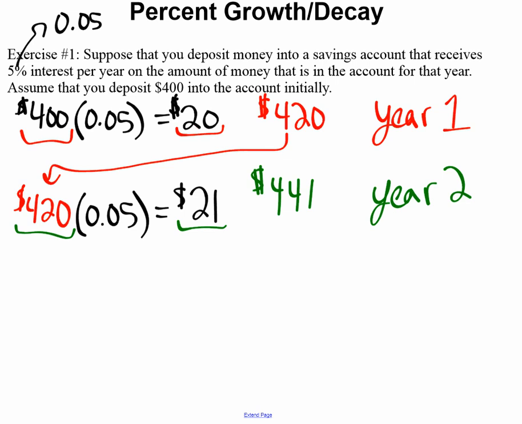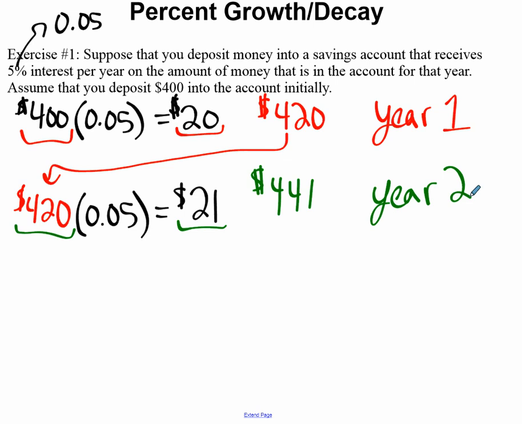So as you can see, this is very tedious. If I wanted to find out, I don't know, after 10 years how much money I'm going to have in this account, I'm going to have to do this process 10 times. So there's got to be an easier way. So let's just explore this a little bit. Instead of multiplying by 0.05 and then adding it back, I could take my original amount and multiply it by 1.05.